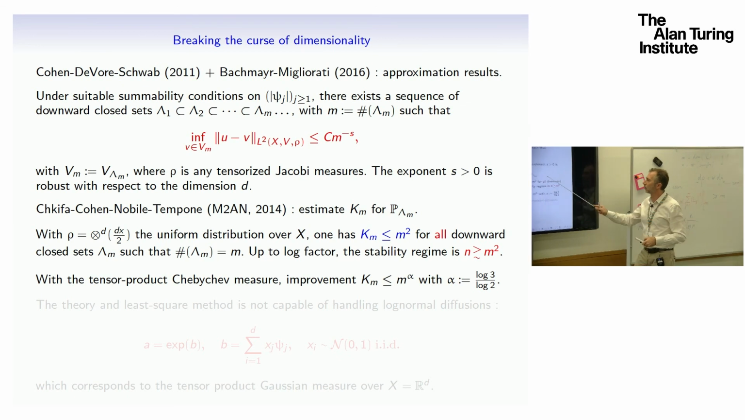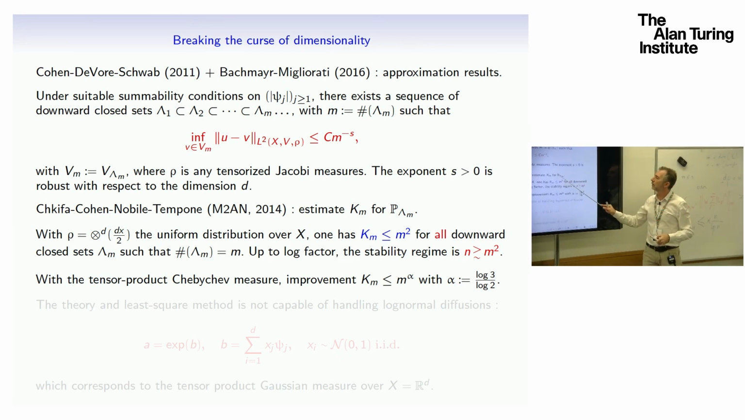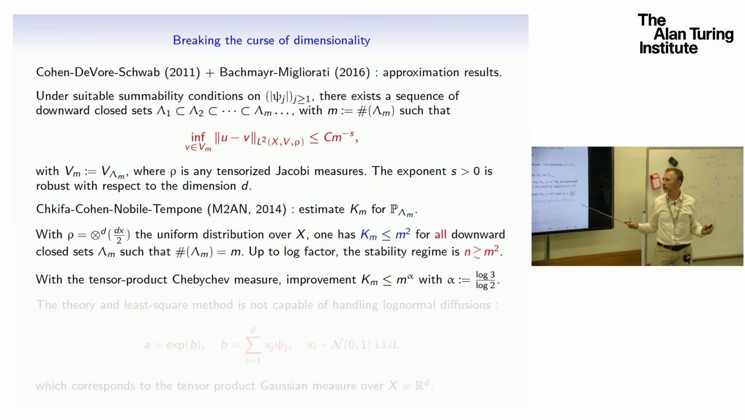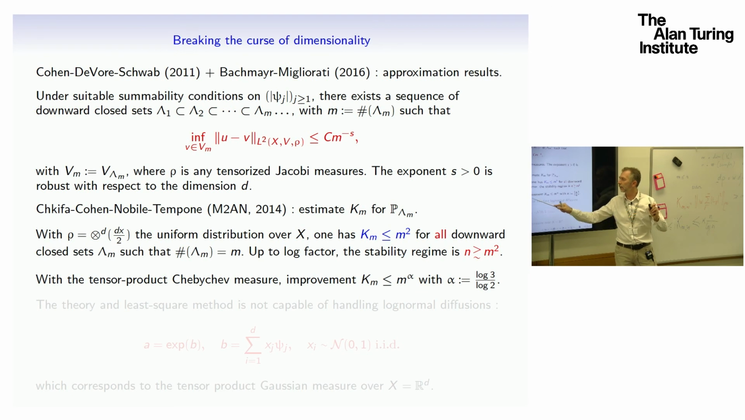our general results. So we have to consider now these complicated polynomial sets and estimate this quantity km. Again, I'm still in the case where I'm using a non-weighted least squares method. And here are some interesting results. You can prove essentially that for the uniform distribution, km will behave like m squared. Actually, this is essentially sharp for all downward closed sets. Regardless of their shape, what only counts is their cardinality. So you again land into the stability regime.